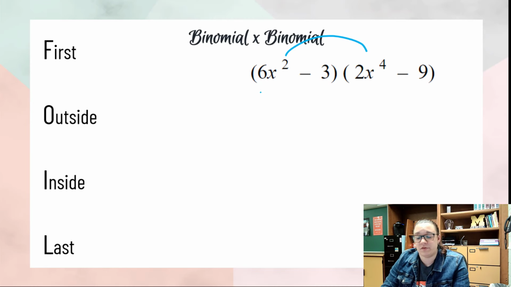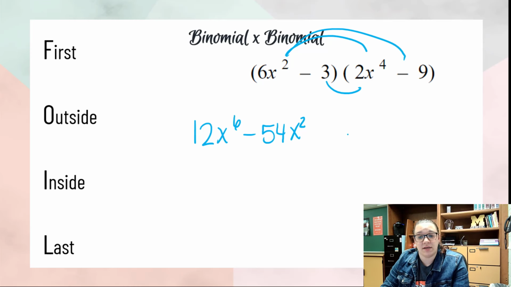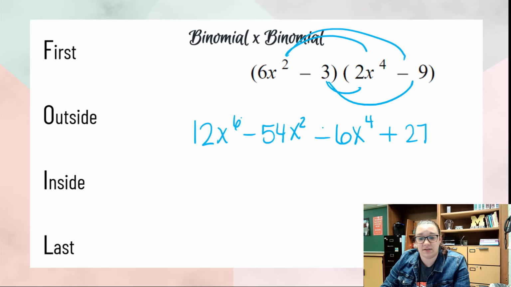So first term times first term, 6x squared times 2x to the fourth gives me 12x to the sixth. Outside, 6x squared times negative 9 is negative 54x squared. Inside terms, negative 3 times 2x to the fourth is negative 6x to the fourth. And the last terms, negative 3 times negative 9 is positive 27. Let's look and see if we can combine anything. I have x to the sixth, x squared, x to the fourth, and no x's, so I'm done there.